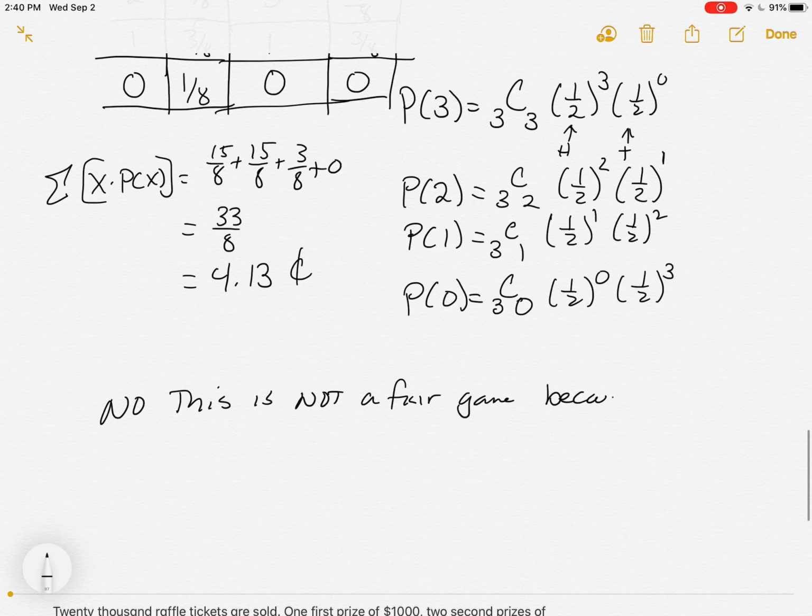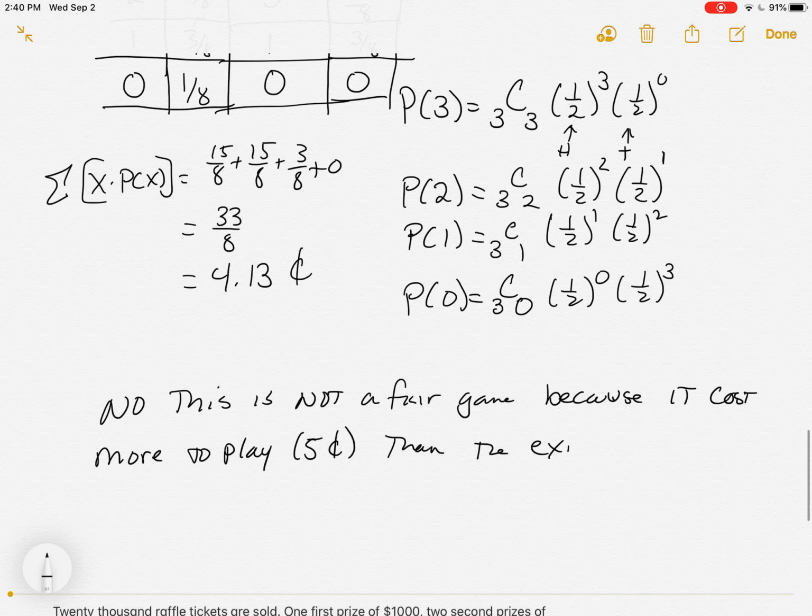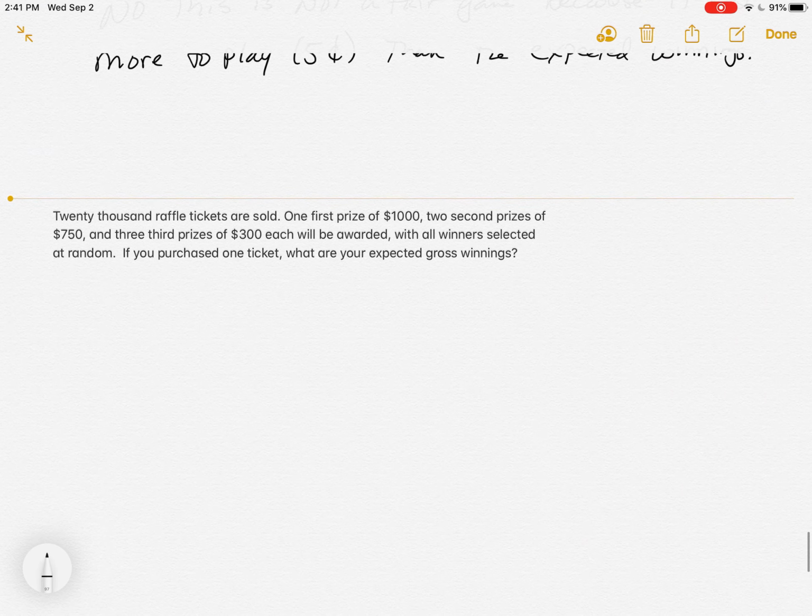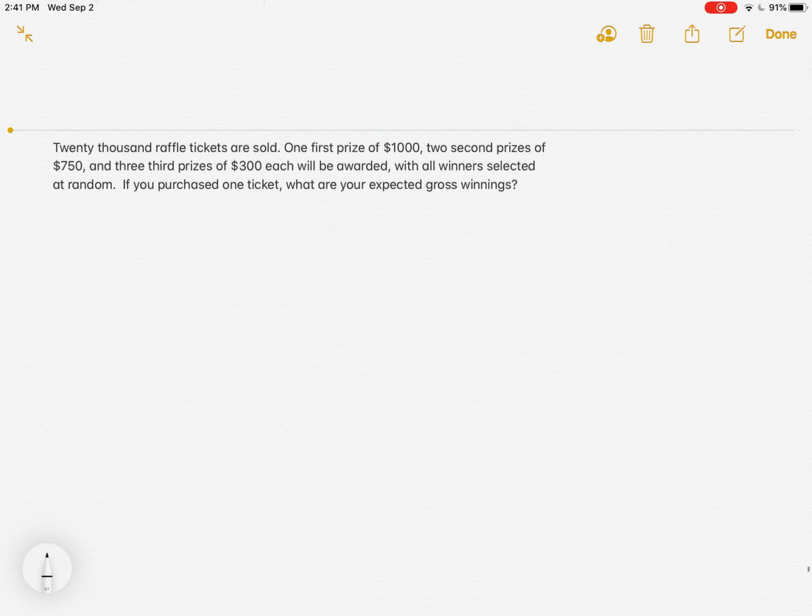And because it costs more to play. Now, what's the more to play? It costs you 5 cents to play than the expected winnings. So in the long run, you're going to lose money. And that's a good thing to be aware of.